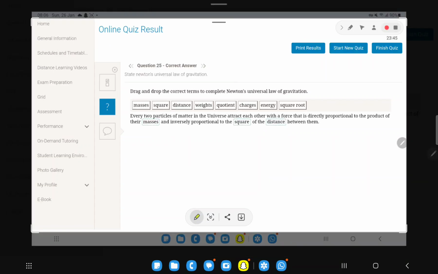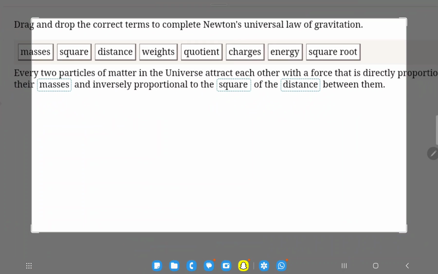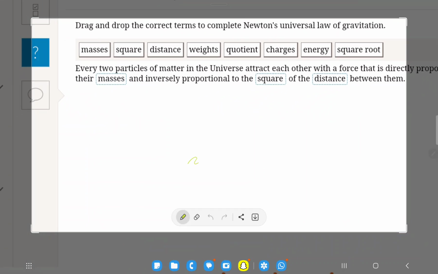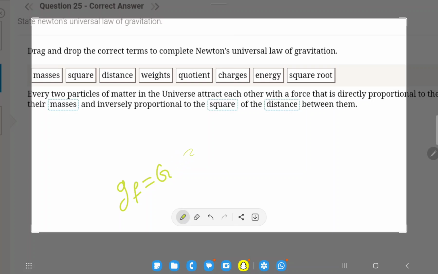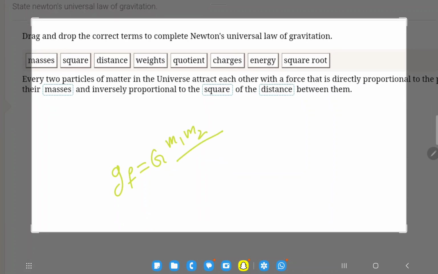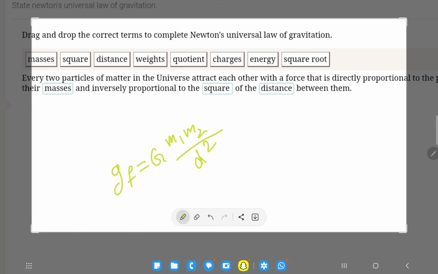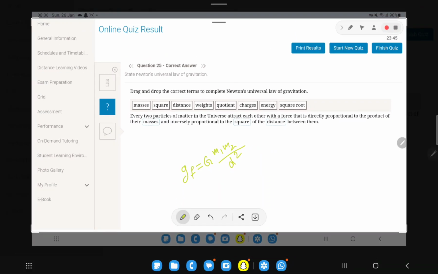In this question, they want us to complete Newton's universal law of gravitation. We know that every two particles have a gravitational force directly proportional to the proportionality constant G, directly proportional to the product of their masses, and inversely proportional to the square of the distance. Every two particles of matter in the universe attract each other with a force that is directly proportional to the product of their masses and inversely proportional to the square of the distance.